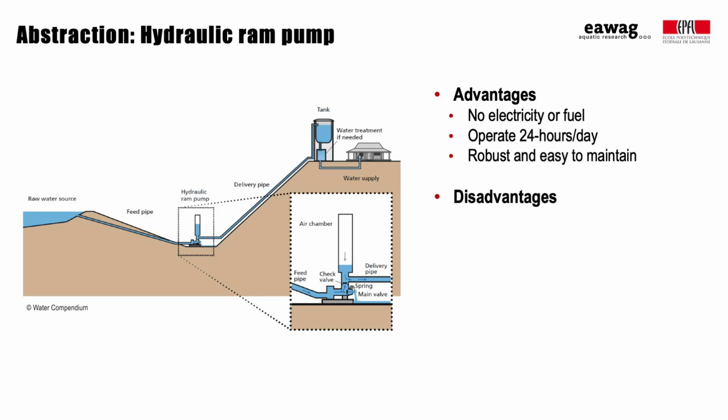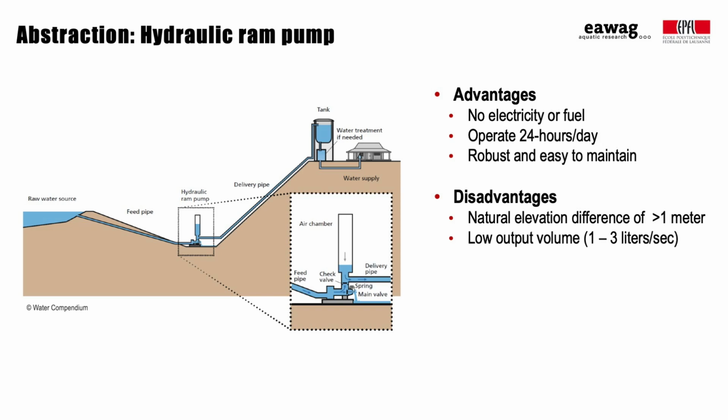The main disadvantages of hydraulic ram pumps are that they can only be used where there is a natural elevation difference of at least 1 meter between the water source and pump position, and in most cases, volume outputs are low, typically in the range of 1 to 3 liters per second.